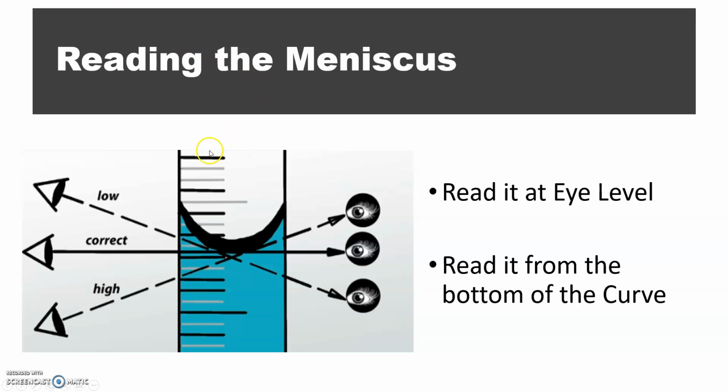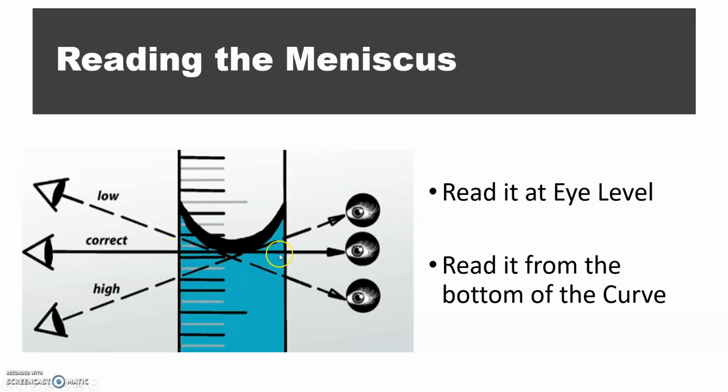So, reading the meniscus, two things you need to know. Read it at eye level. Read it from the bottom of the curve. What we mean by the meniscus, I should say, is that whenever you have water in a glass container, the water is attracted to the glass, so it'll try to climb up the edge of the glass, and it gives you this curved surface. We call this curved surface the meniscus. It's spelt right here.